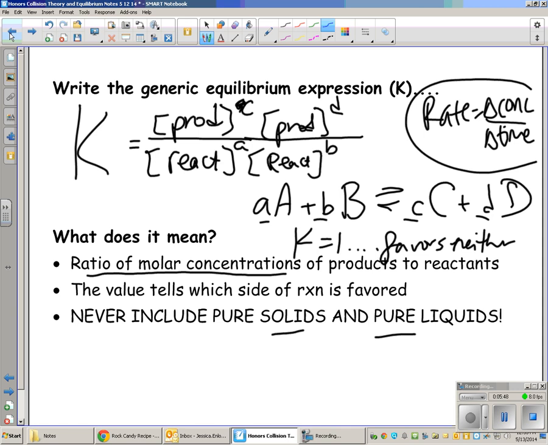Gases are different. They create pressures. Their concentrations, we actually call them partial pressures.